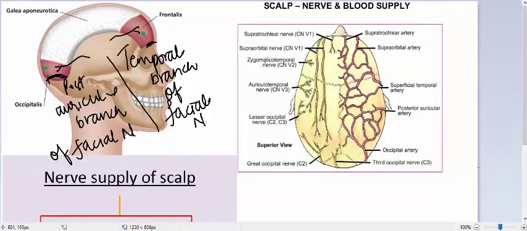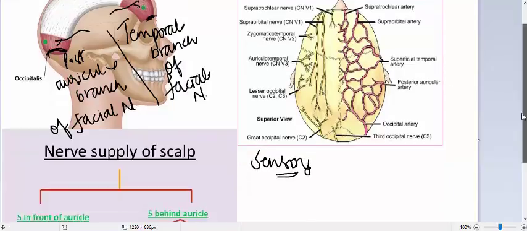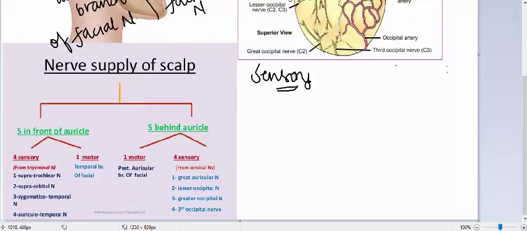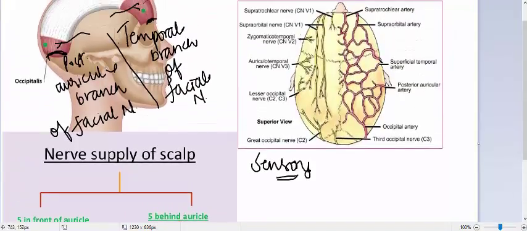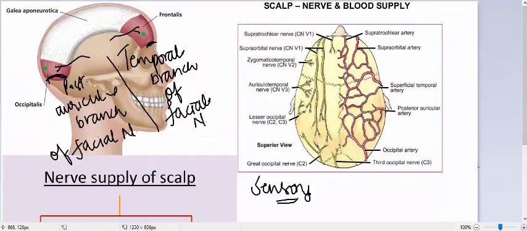Okay, now the nerve supply of scalp. It's important. This is a sensory nerve supply. It can be divided as nerve supply and blood supply. Both can be divided to be in front of the auricle and behind the auricle. This is in front and this is behind. Even for the blood supply, this is in front, this is behind.